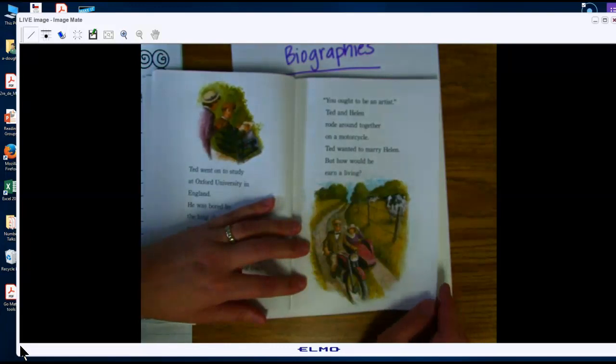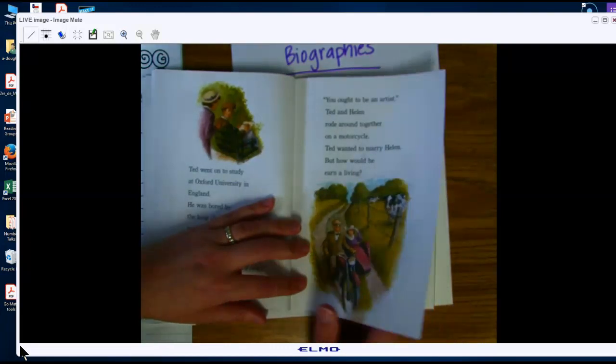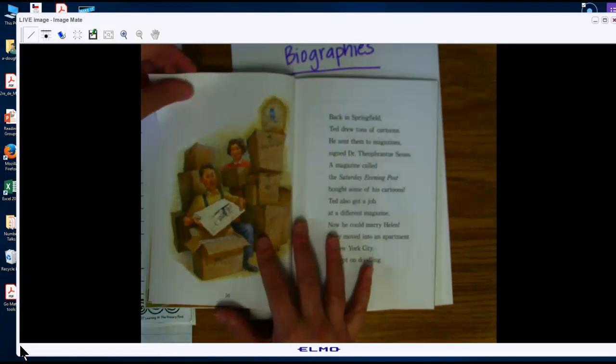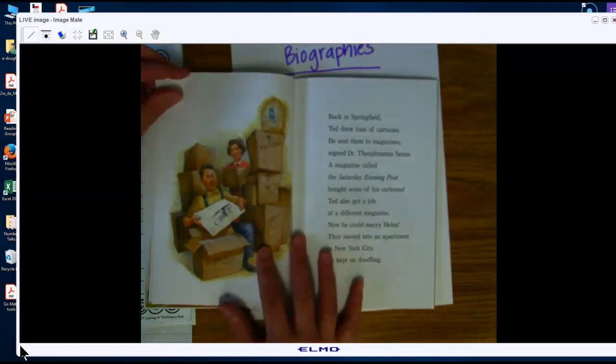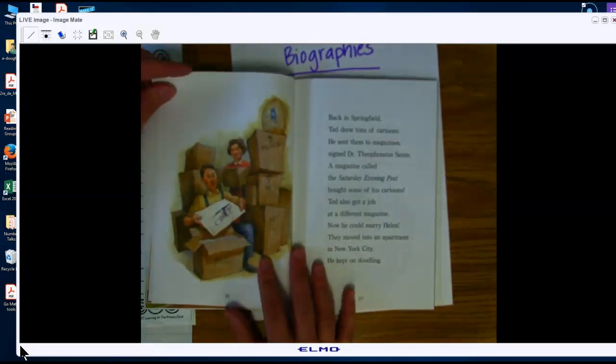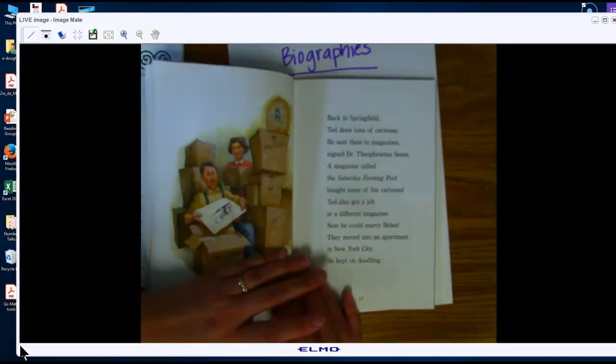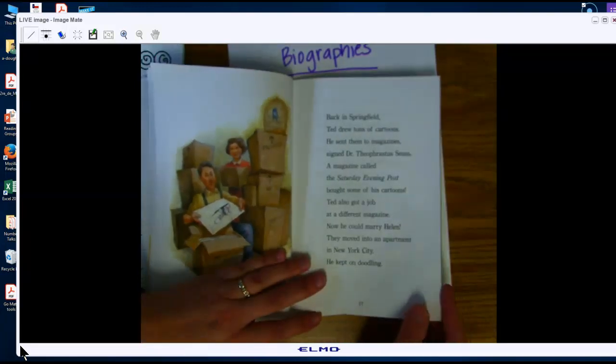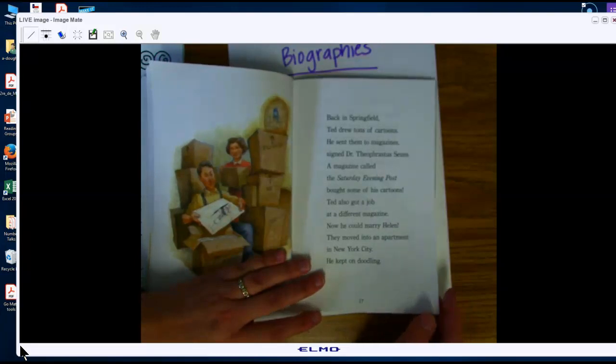Ted wanted to marry Helen, but how would he earn a living? So he didn't have a job. Back in Springfield, Ted drew tons of cartoons. He sent them to magazines signed Dr. Theophrastus Seuss. That's a weird name, Theophrastus. A magazine called the Saturday Evening Post bought some of his cartoons. Ted also got a job at a different magazine. Now he could marry Helen.